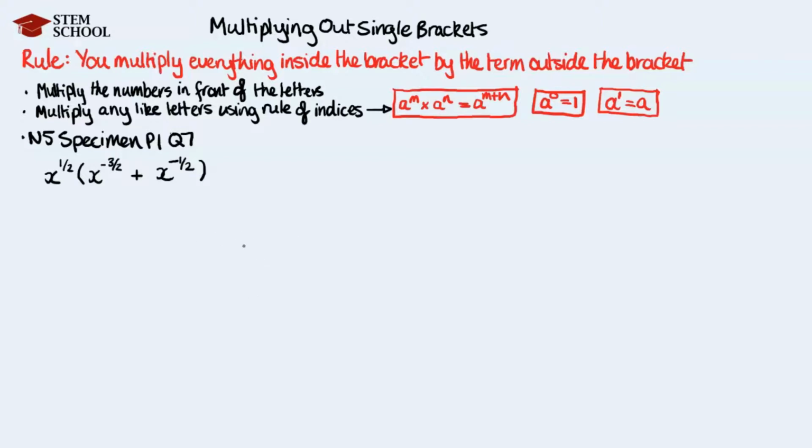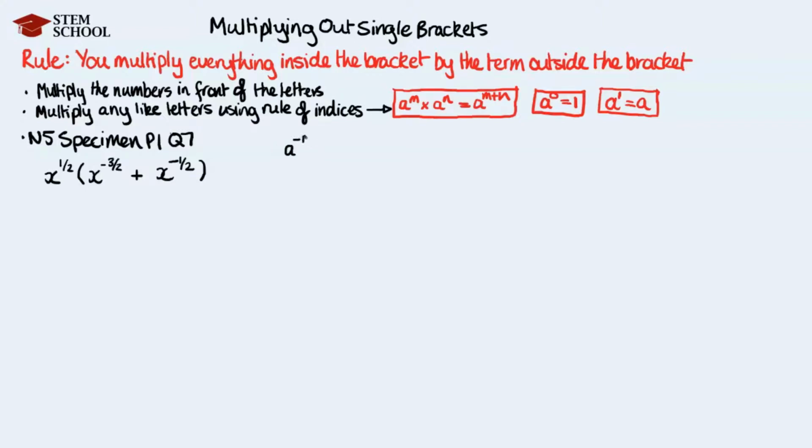Alright, so let's move on to the next exam question. As you can see in this question, we're dealing with nasty negative fractional powers. So it's easier to express this in a different form. We're going to use a different rule of indices, okay? So this is dealing with a rule where we have negative powers.